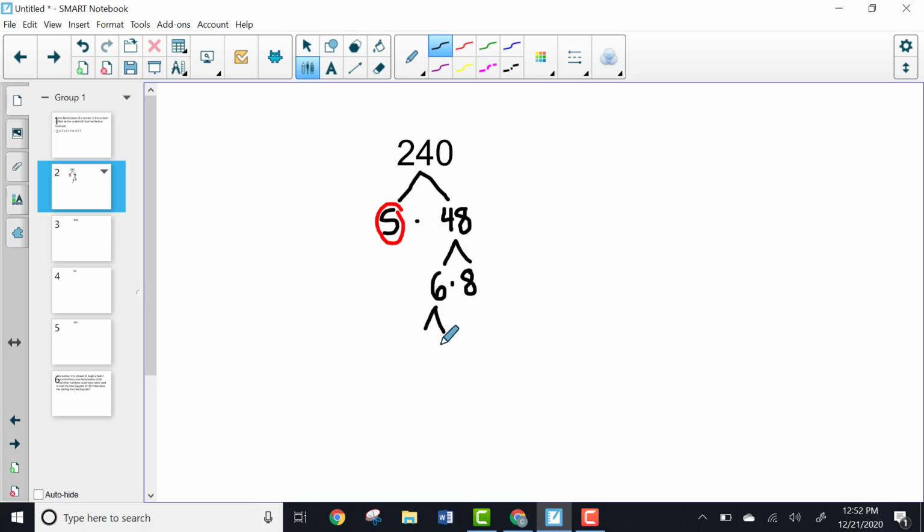So 6, I'm going to break that number down. 2 times 3. Both 2 and 3 are prime numbers. Now let's take a look at 8. 8, we have 2 times 4. So 2 is a prime number, so I circle that. And then 4, we have 2 times 2. And those are both prime, so I circle those as well. Okay, so now I don't have any other composite numbers left to break down.